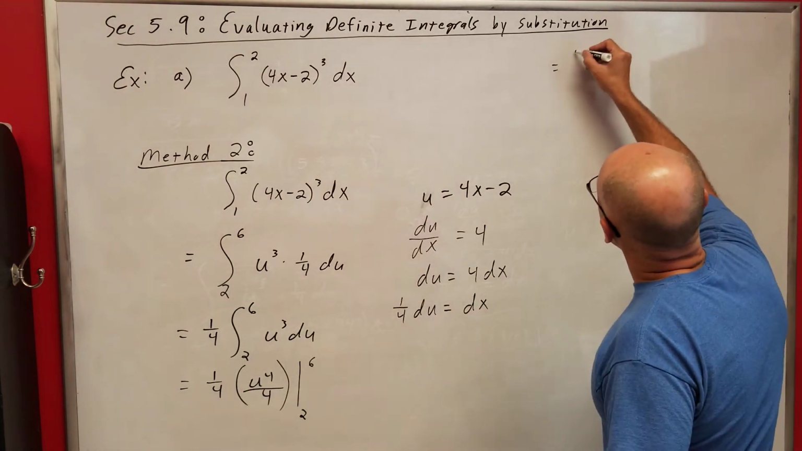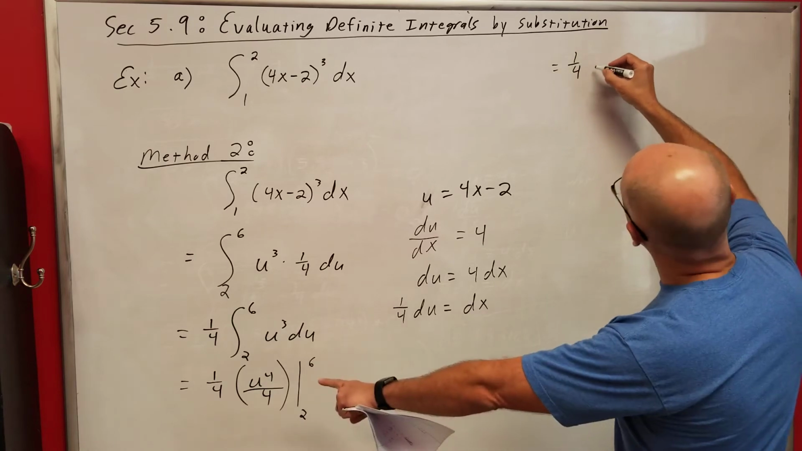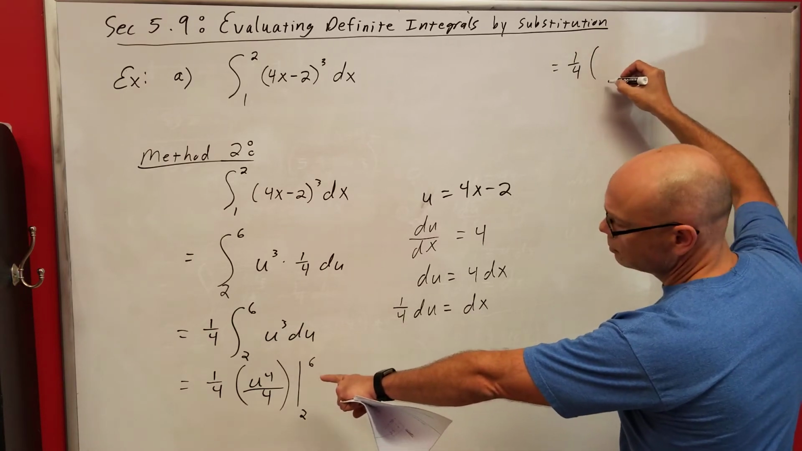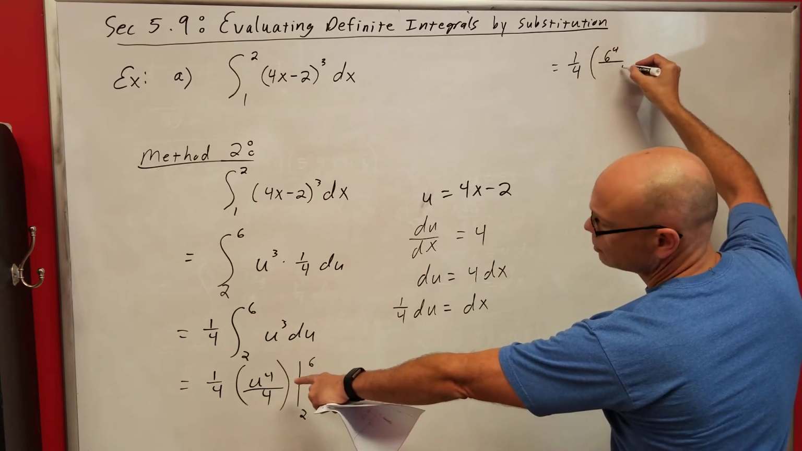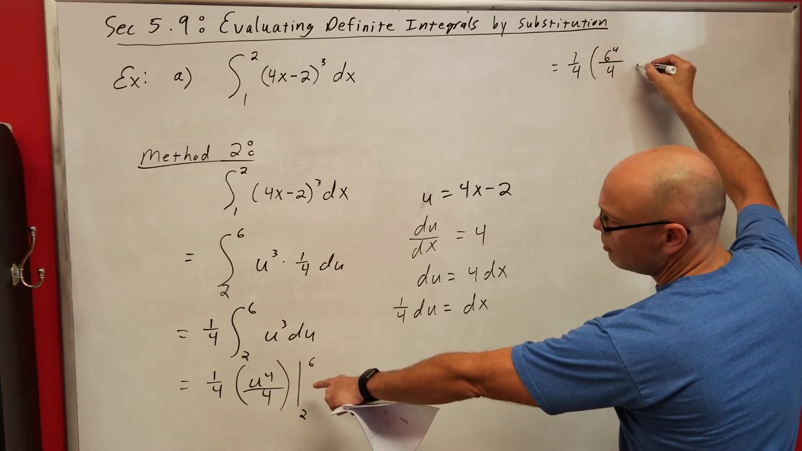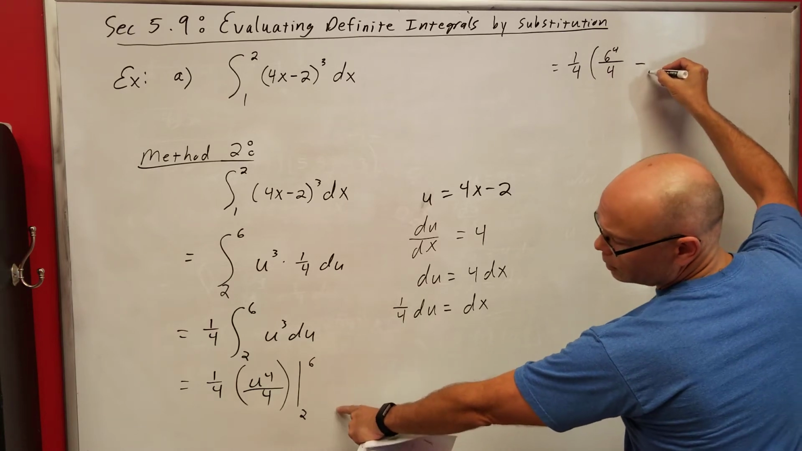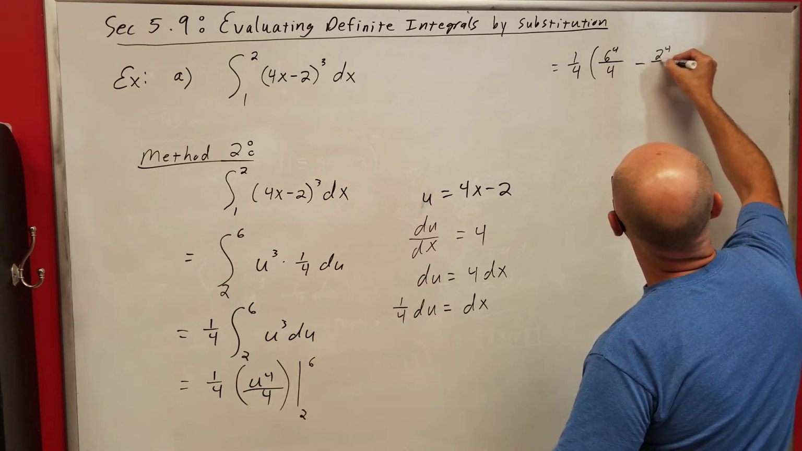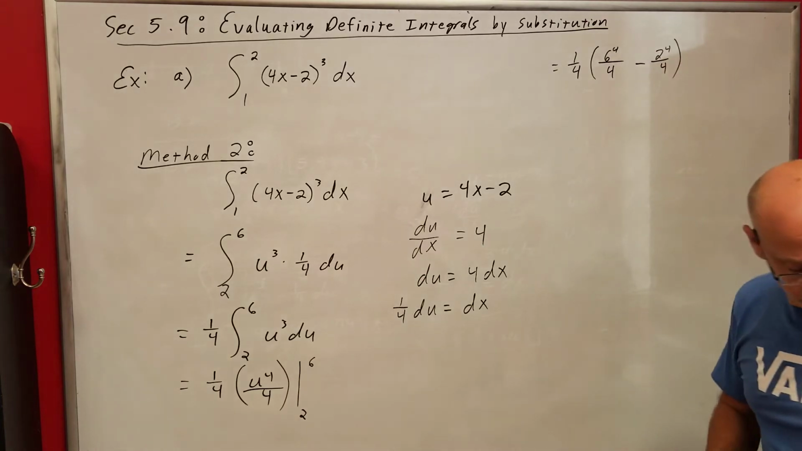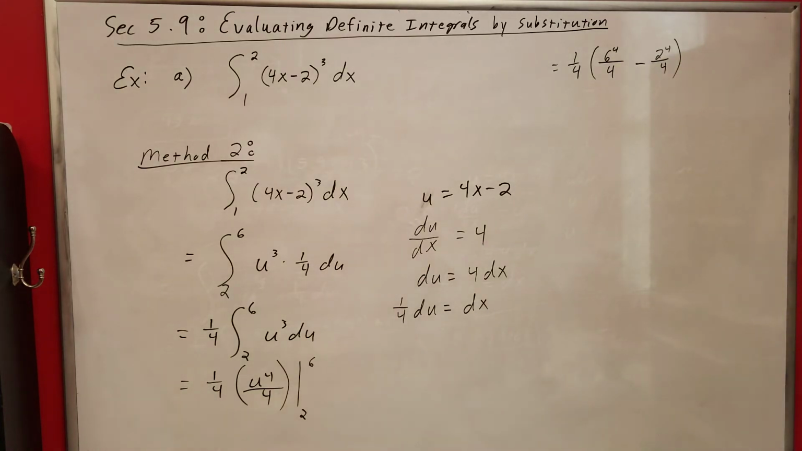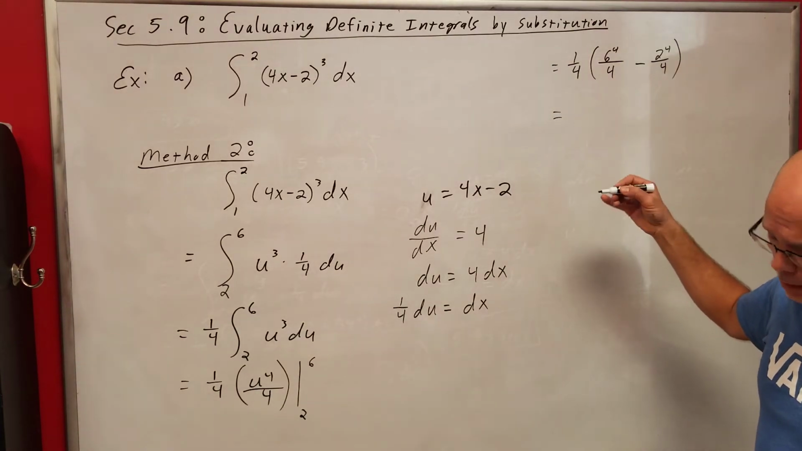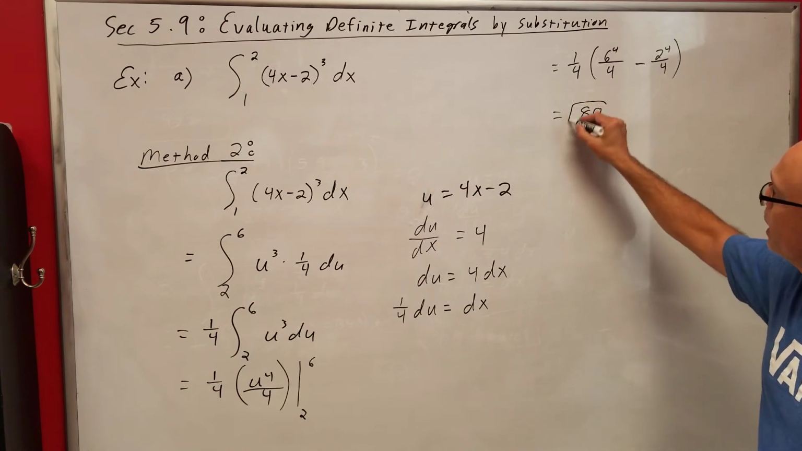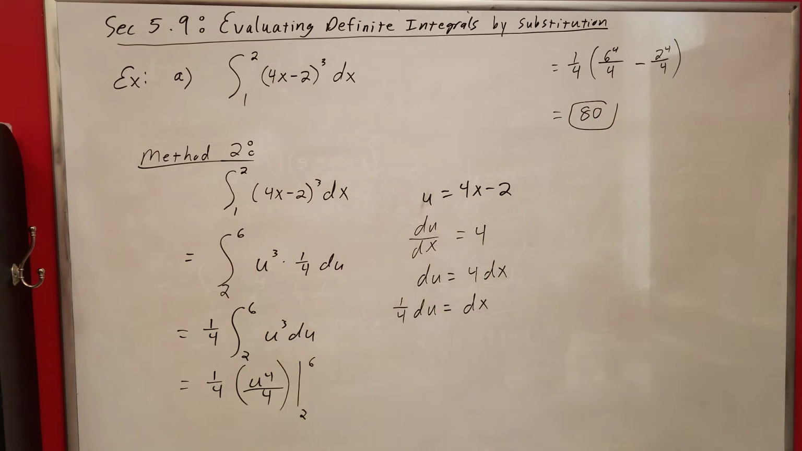So that's going to be 1/4 times, what do I have here? 6 to the 4th over 4 minus, what? 2 to the 4th over 4. I'm sorry, minus 2 to the 4th over 4. So if you go ahead and go through the process of calculating this, you're going to get 80 again.